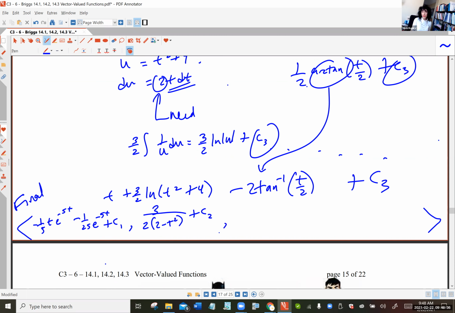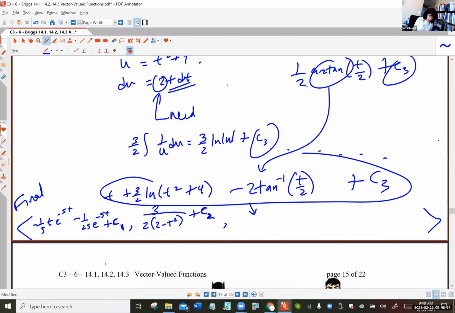And by the way, if you don't distinguish your c's, like you just put plus c plus c plus c everywhere, every time you do that, I'm going to take away a point. I want to see the c1. I want to see a c2. And then this last guy right here goes in the last slot here: t plus 3/2 ln of t squared plus 4 minus 2 arctan of t/2 plus C3 is your final answer.